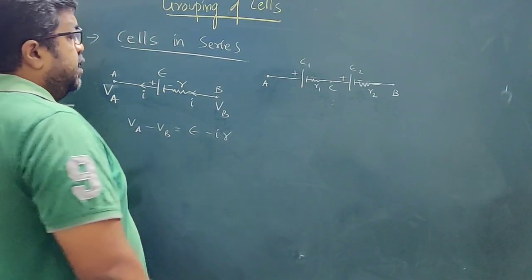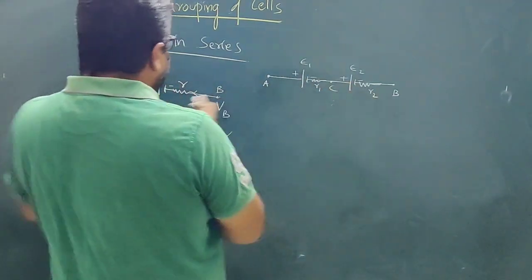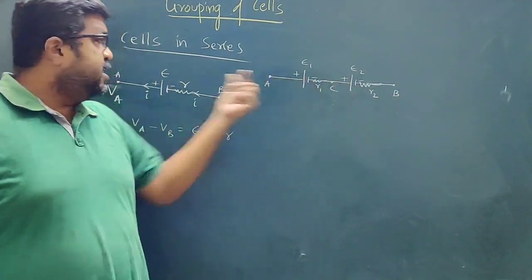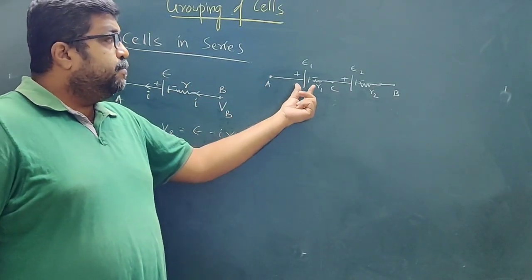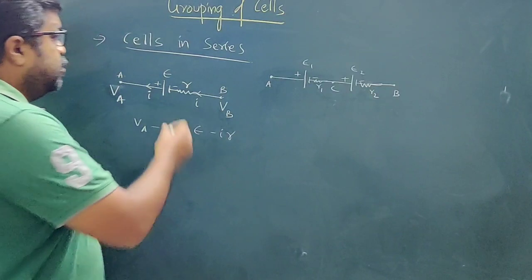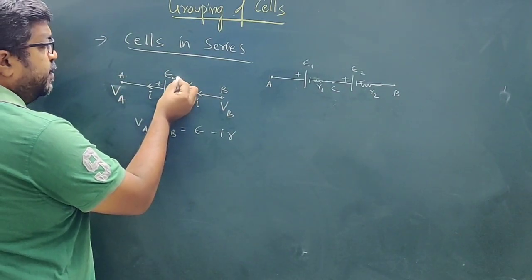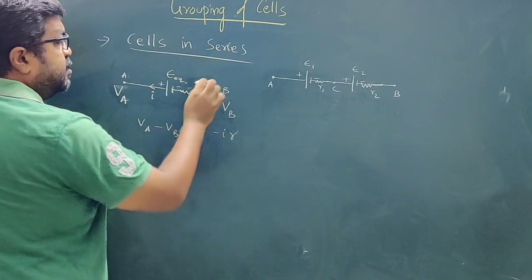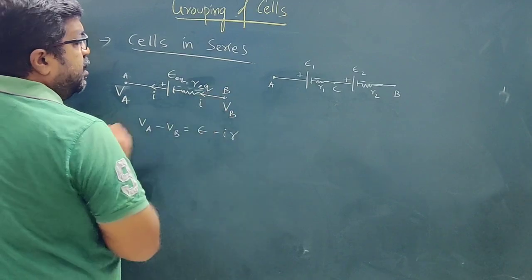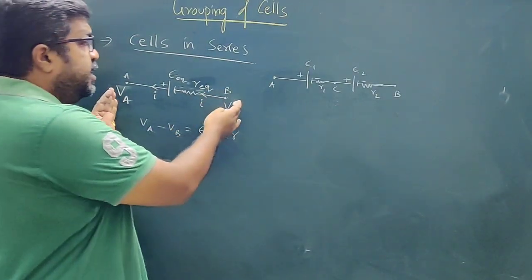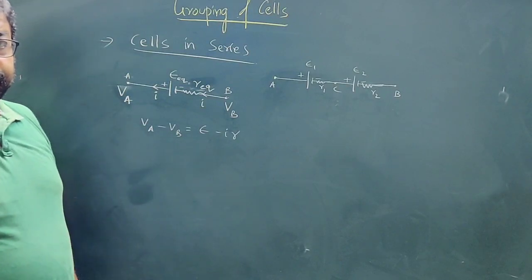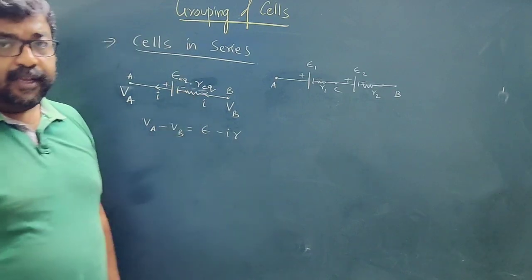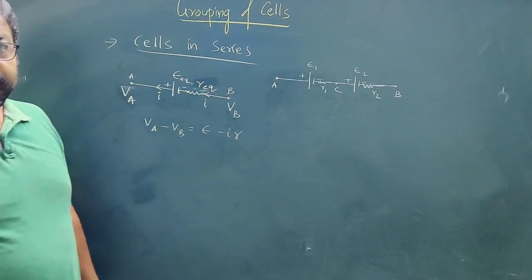Now suppose this cell represents the equivalent of these two cells. So I will write this as E equivalent, and this R is the equivalent internal resistance. I will write it as R equivalent. So this circuit is the equivalent circuit for this. Our goal is to find E equivalent and R equivalent, the equivalent EMF and equivalent internal resistance.